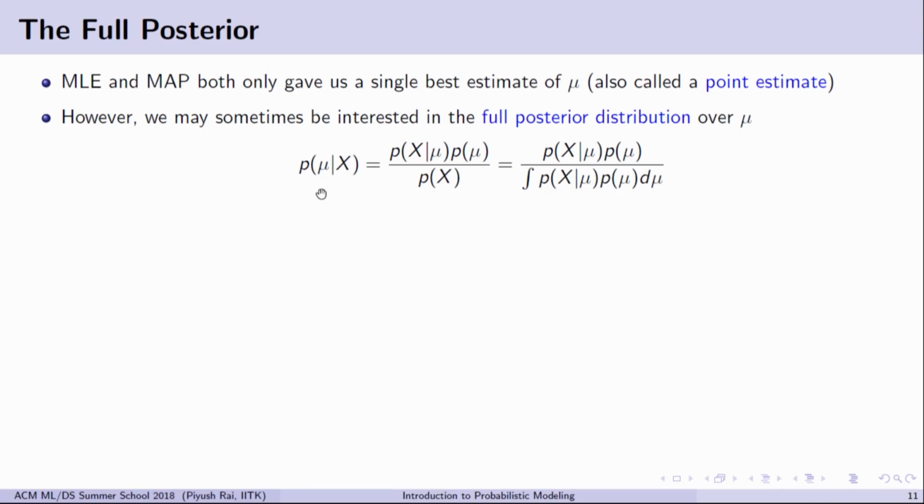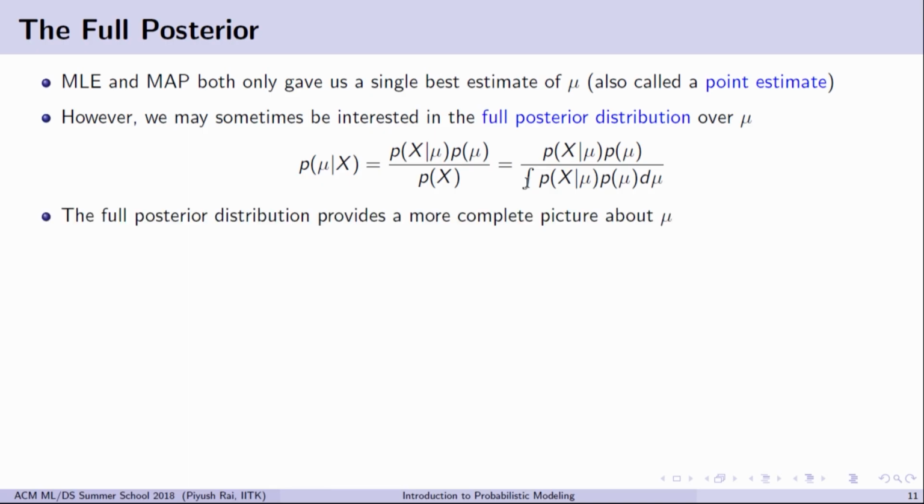As we have already seen in this definition, this is the likelihood times prior divided by P of x. And this P of x is known as the marginal likelihood. This is nothing but the integral of the above. Note that this is a probability distribution, so this must integrate to 1. So the denominator is basically just the integral of the numerator over all possibilities of mu. If mu takes only finitely many values, then it's nothing but a summation.